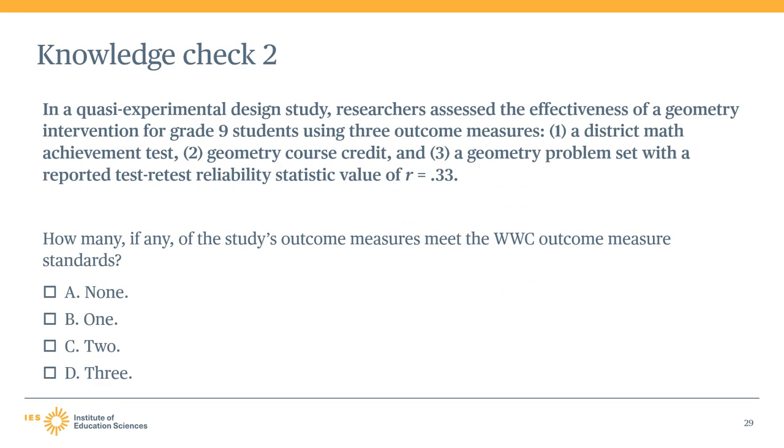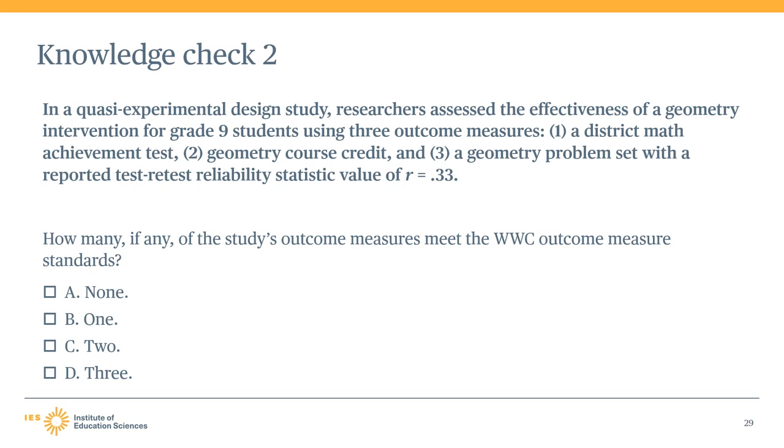Now let's check 2. In a quasi-experimental design study, researchers assessed the effectiveness of a geometry intervention for 9th grade students on 3 outcome measures. The first outcome measure was a math achievement test administered by the school district. The second outcome measure was course credits in geometry at the school. The third outcome measure was a geometry problem set the researchers developed, which had a reported test-retest reliability statistic value of 0.33. How many, if any, of the study's outcome measures meet the WWC outcome measure standards?